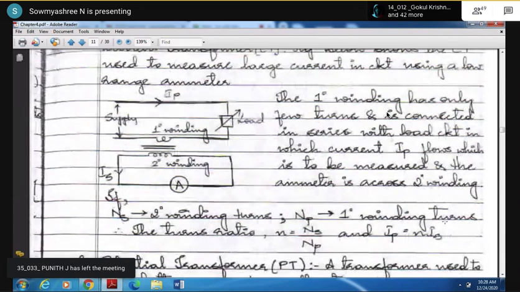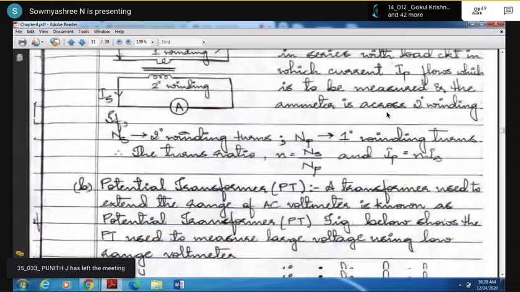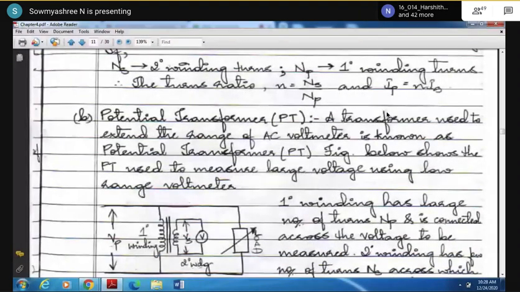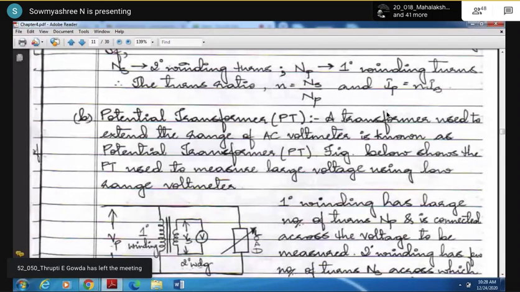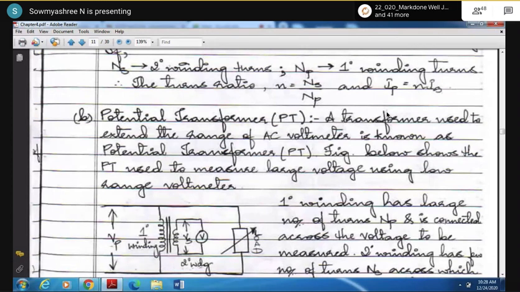So these are the constructional features of CT. Coming to the constructional features of the potential transformer. As I said, the current transformer is used to extend the range of the AC ammeter, whereas the potential transformer is the transformer used to extend the range of the AC voltmeter. So that is the difference.